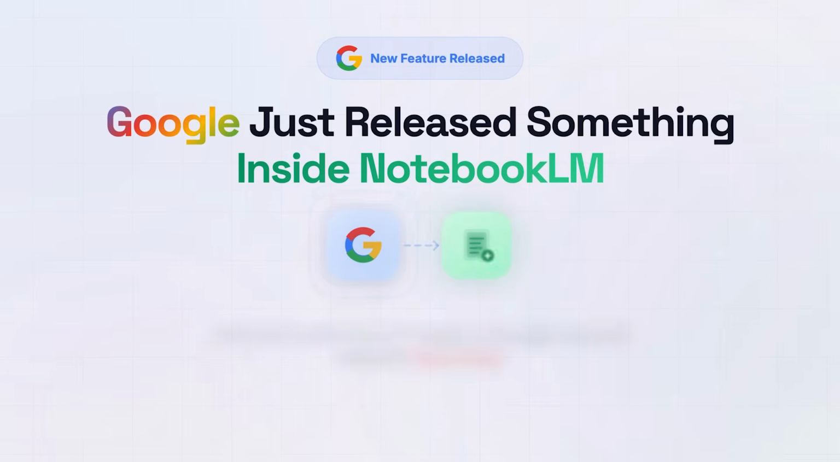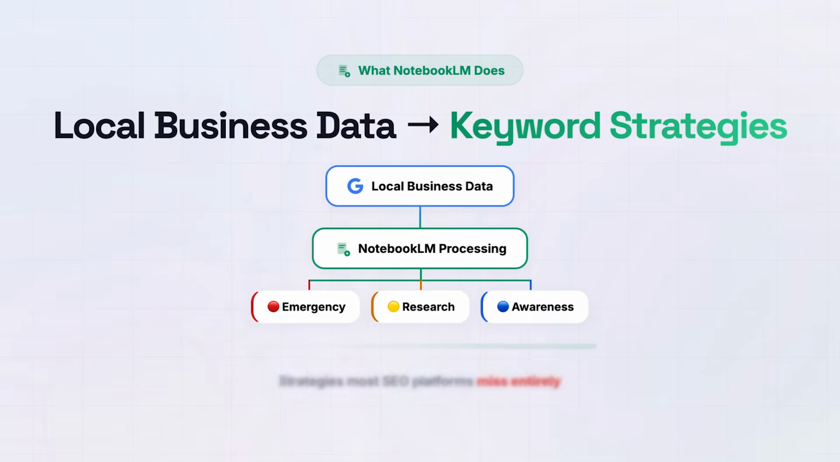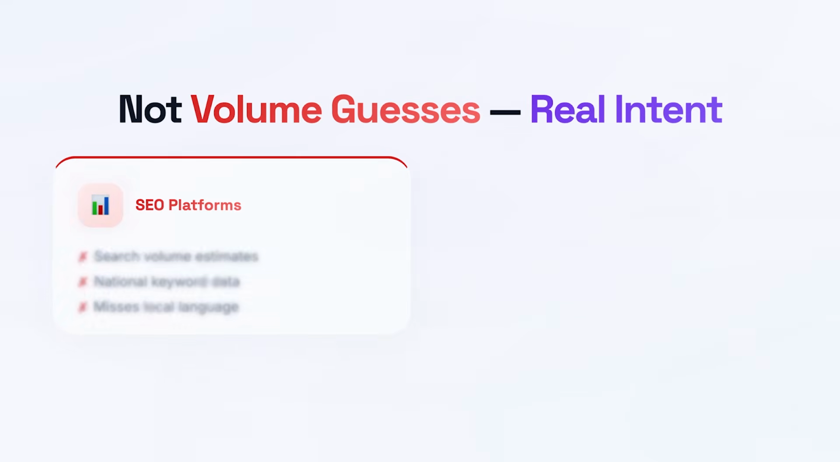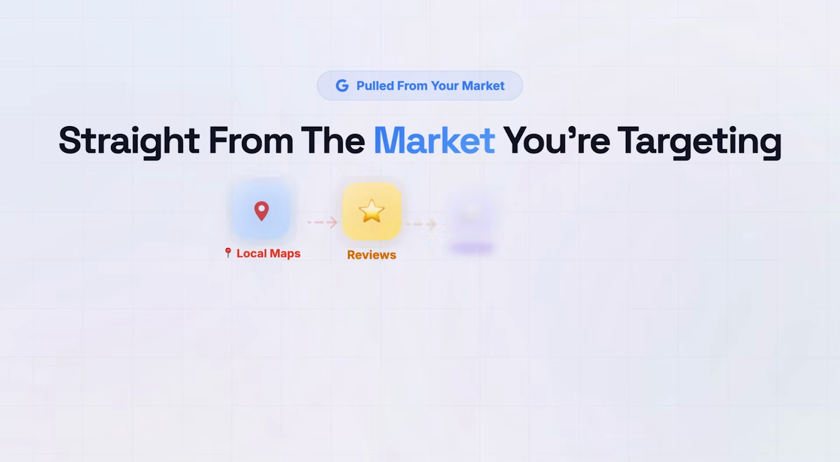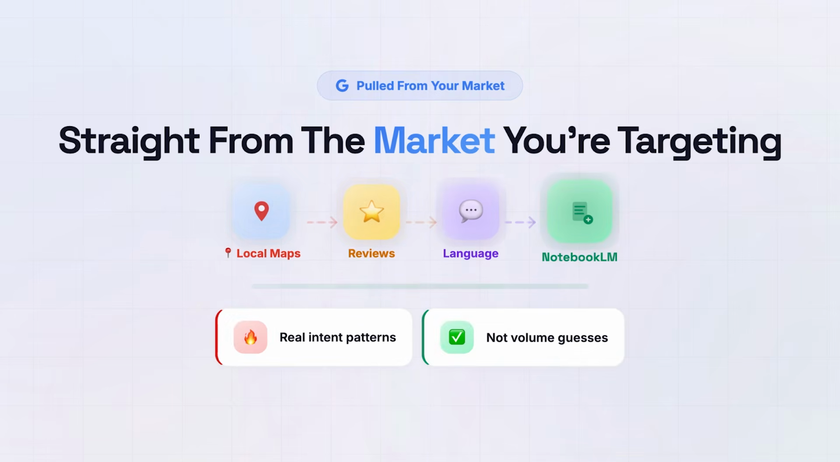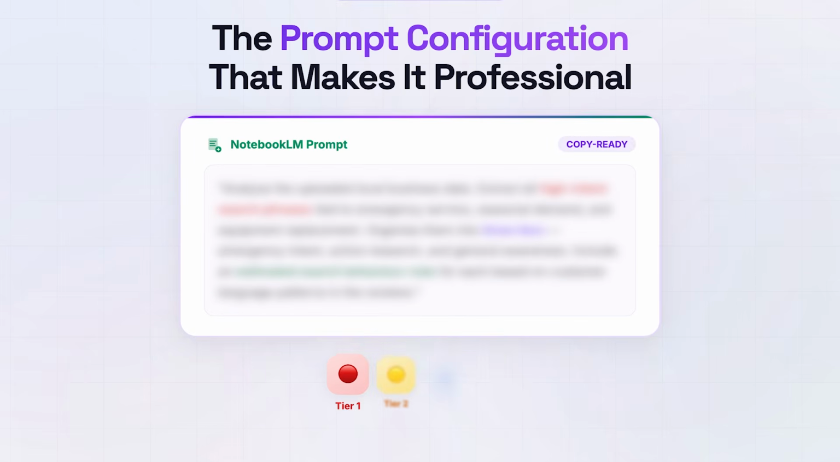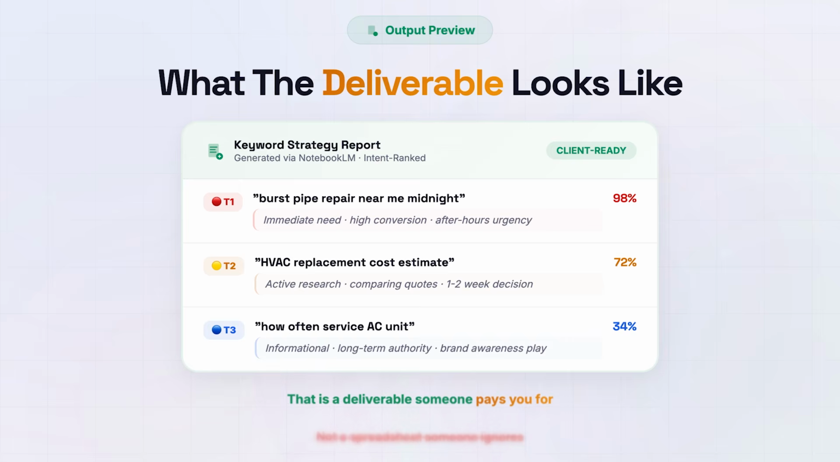Google just released a feature inside NotebookLM that turns local business data into keyword strategies most SEO platforms miss entirely, and the tool costs nothing to run. I am talking about search terms people actually type when they are ready to buy, pulled straight from the market you are targeting, not volume guesses. Real intent patterns, and I'm going to show you the exact prompt configuration that makes this output look like a professional deliverable every single time. You are going to want to stick around for that.